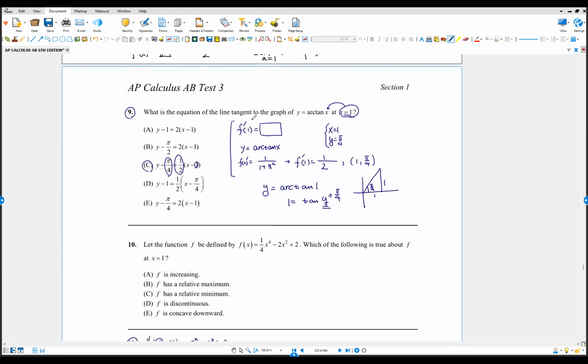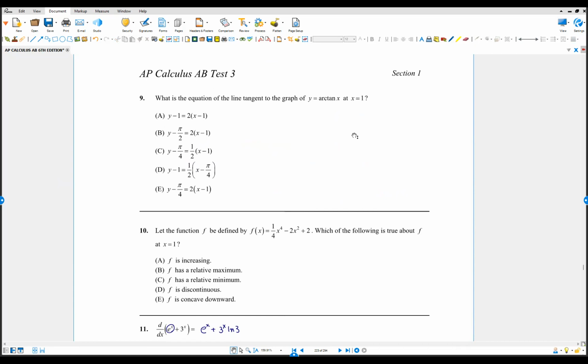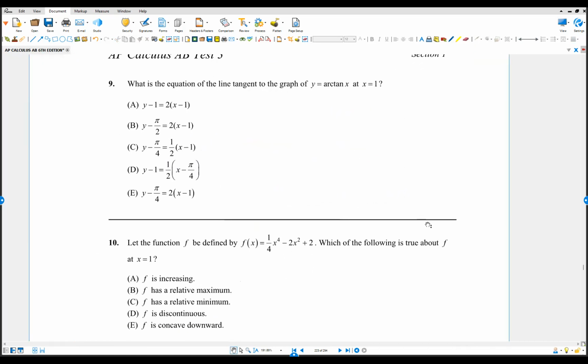Last time we did number 9, but we're going to try again, so let me take them out. What is the equation of the line tangent to the graph of y equals arctangent x at x equals 1? Do you know what arctangent x is? Do you remember?